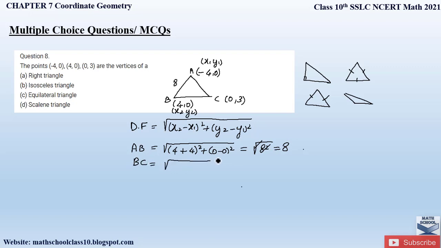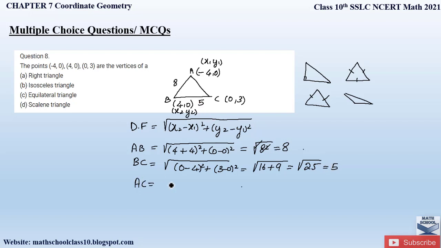Again applying the formula, it is 0 minus 4 the whole square plus 3 minus 0 the whole square. So this will be minus 4 square is 16 plus 3 square is 9. That is 16 plus 9 is 25, square root of which is 5. So side BC is 5.